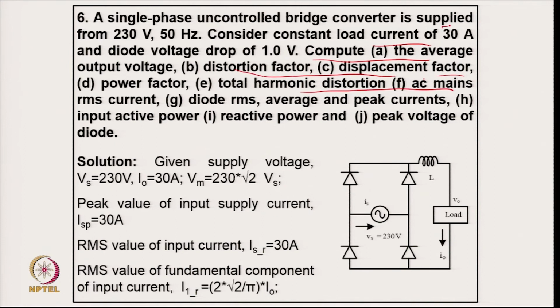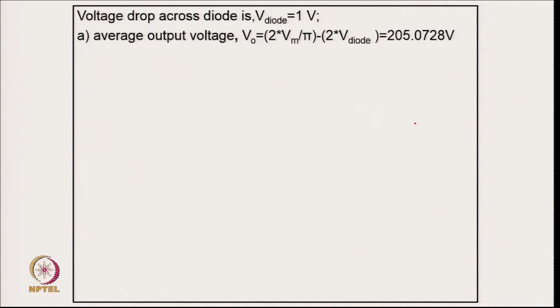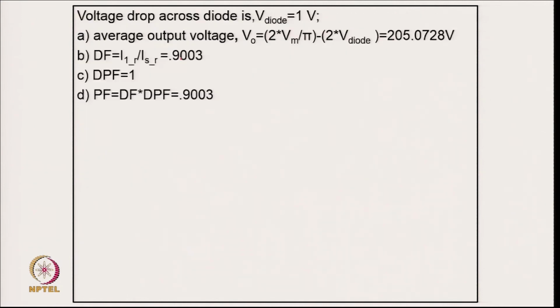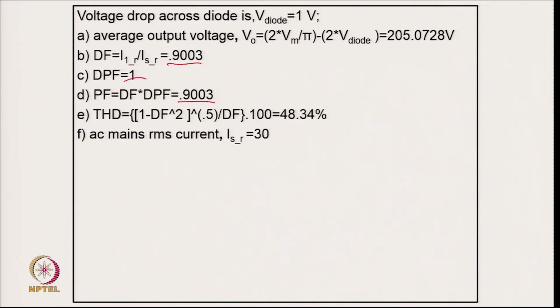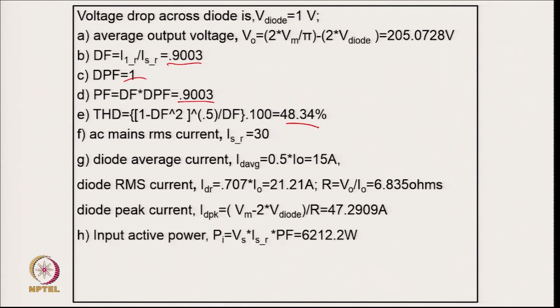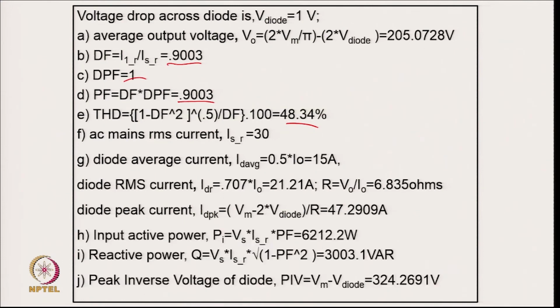So, a single phase uncontrolled bridge converter is supplied from 230 volt 50 hertz. Consider constant load current of 30 ampere and diode voltage of 1. Compute the output voltage, distortion factor, displacement factor, power factor, total harmonic distortion, diode average current and reactive power. So, these are all computed data. So, here distortion factor comes to 0.9, displacement factor 0.9, and power factor 0.9, and TAD 48%, and of course other data are calculated here.